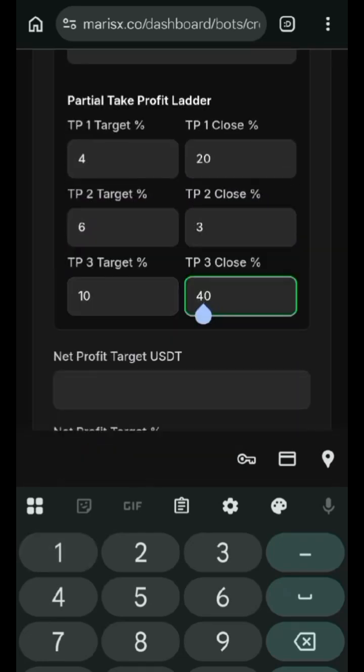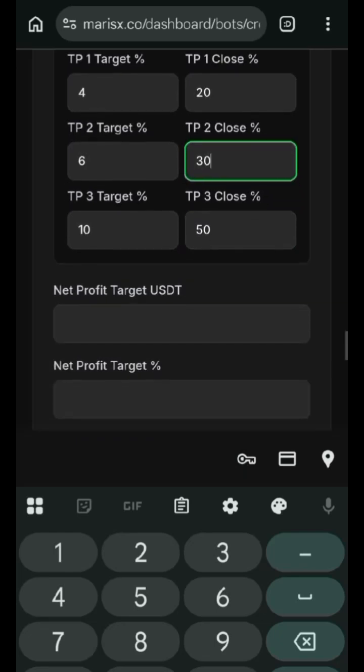Make sure that if you calculate everything, it is up to 100%, so that it will not close part of your trade and leave few cents in position. So make sure that if you are doing this, that this calculation 20, 30, and 50 put together will be up to 100. That means at the end of the day, 100% of your trade will be closed, all right, in profit. All right, so that is what it means.